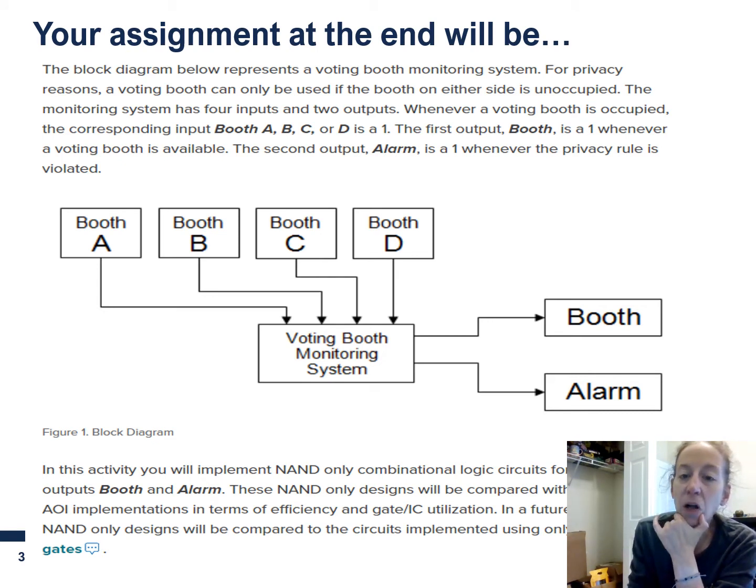The second output, alarm, is whenever the privacy rule is violated. So you have someone in A, someone in C, somebody in B comes in, and we go to 1, 1, 1, 0, and the alarm goes off.